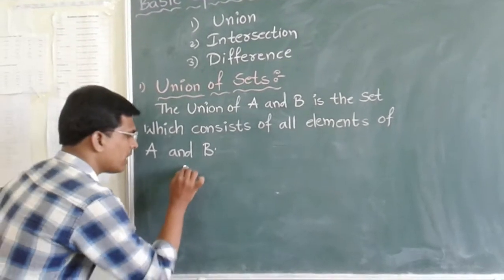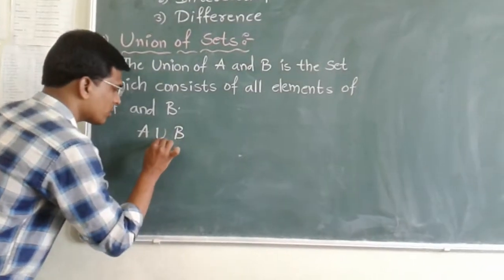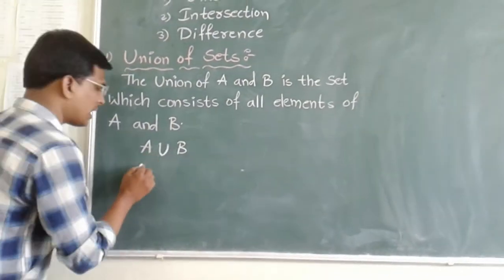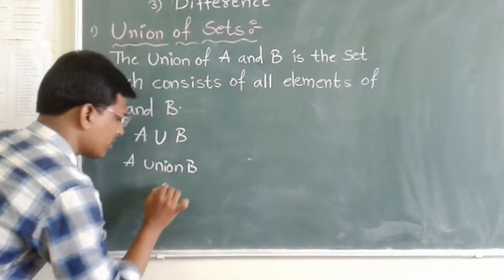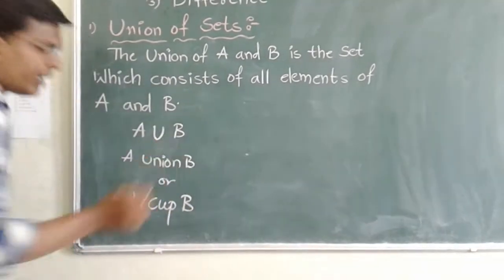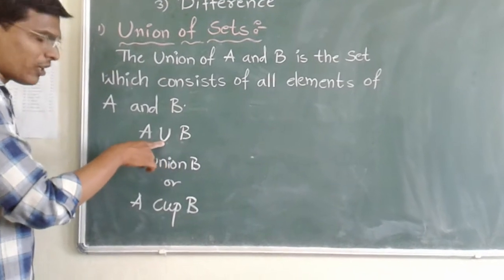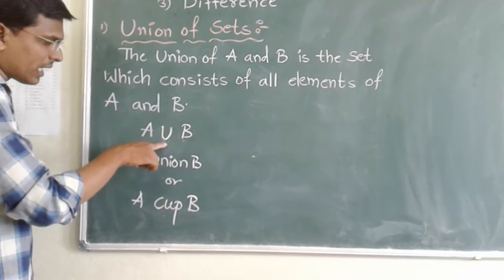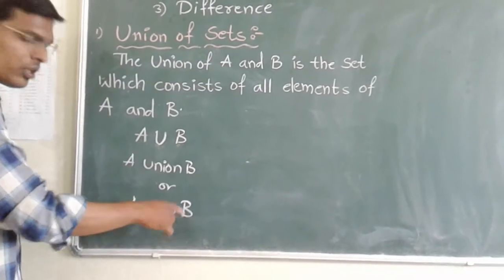Here this is the symbol of union, so you can write it as U. We can also call it A union B or A cup B. So this is the symbol for union, and we can also call it cup. A cup B.